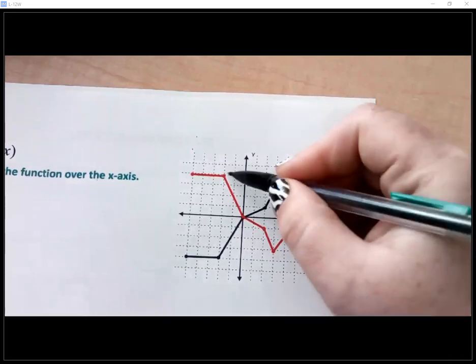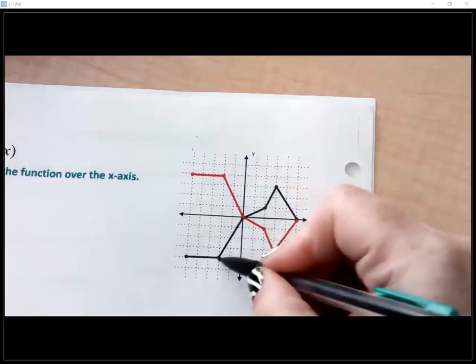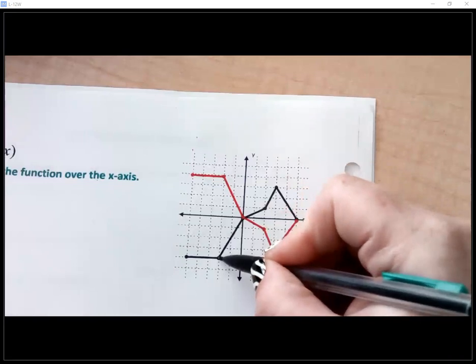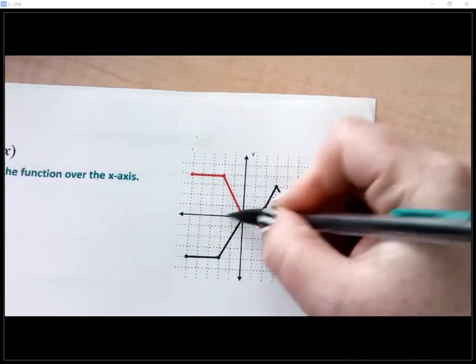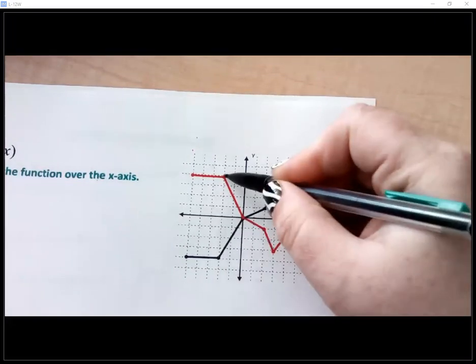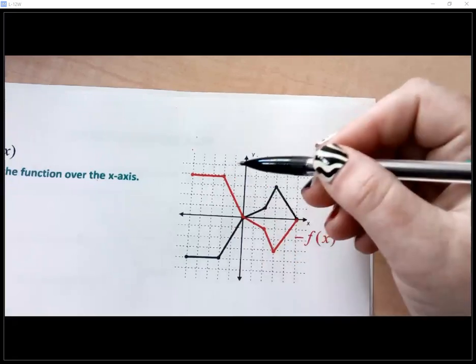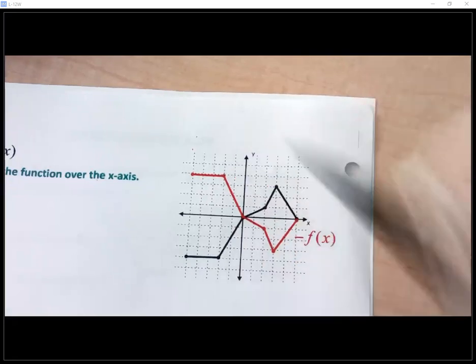So let's take maybe this point over here. Oh, wait, that's not on the, here's the original. So that was at (-2, -4). When it flips over, now it's at (-2, +4). So what am I doing? I'm taking all of the y values and I'm multiplying them by -1, basically. So now I'm switching all of their signs.